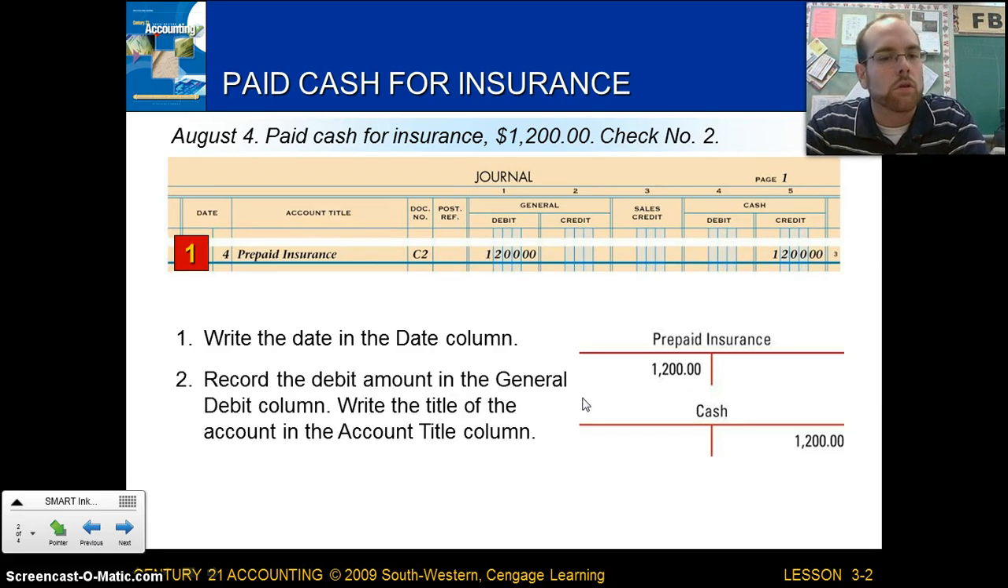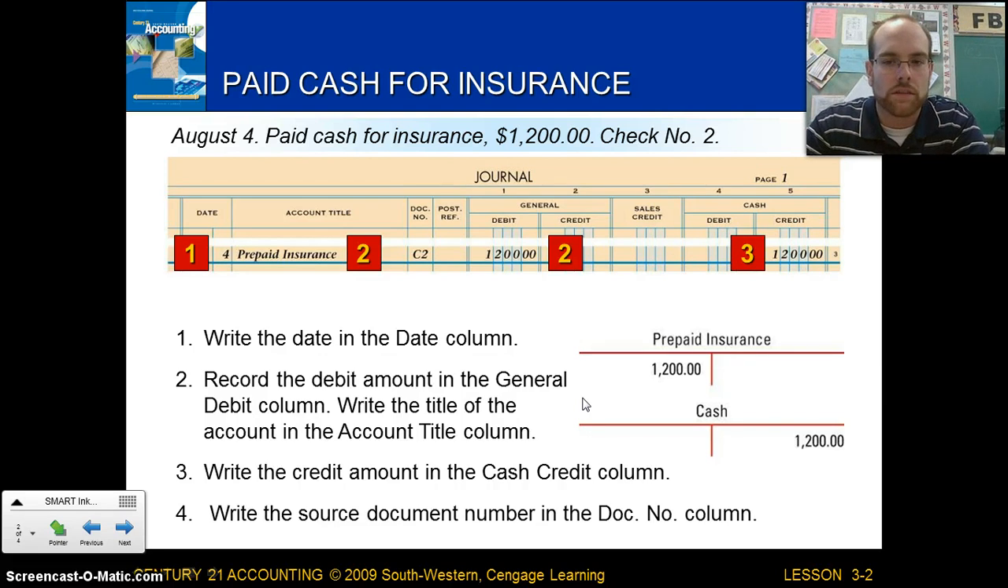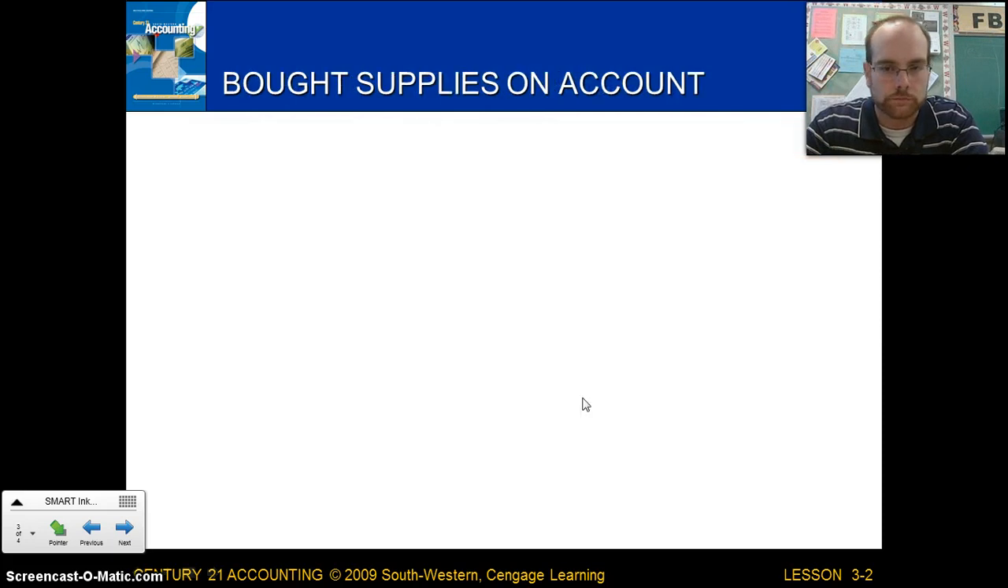The second one is we record the debit amount in the general debit column, and then write the title of the account in the account title column, because the first thing we want to do is put down the debit one, and we do that with prepaid insurance in the account title, and then the general debit of $1,200. And then, of course, the third step is we want to write the credit amount in the cash credit column, because cash is going down, and the prepaid insurance, which is the asset, goes up. So cash goes down by $1,200. And the fourth one, we want to write the source document number, and if you've been paying close attention, we know that that's C2 for check number 2.